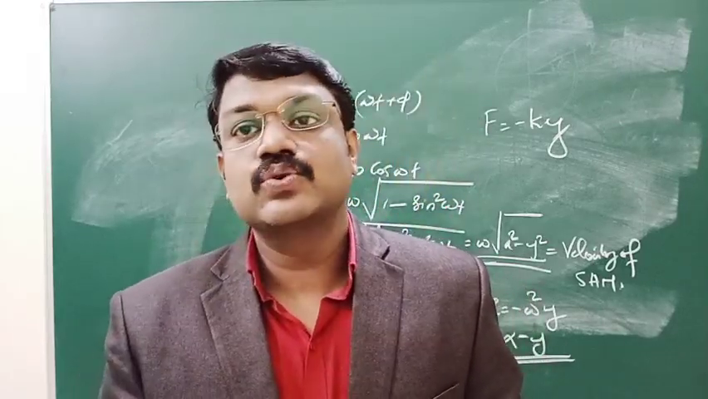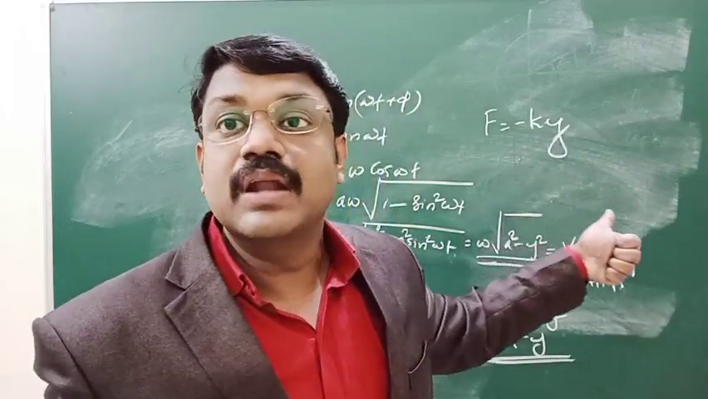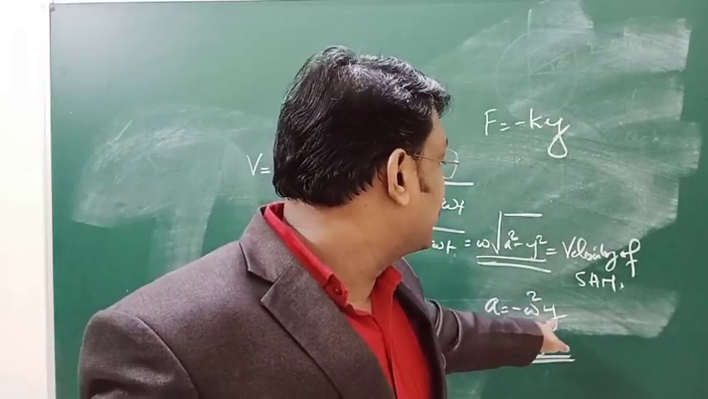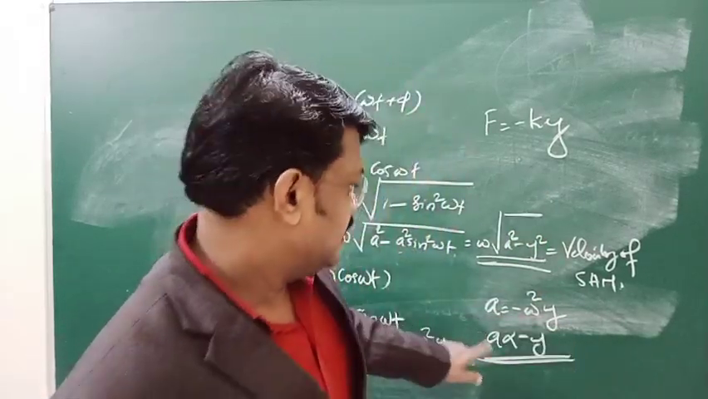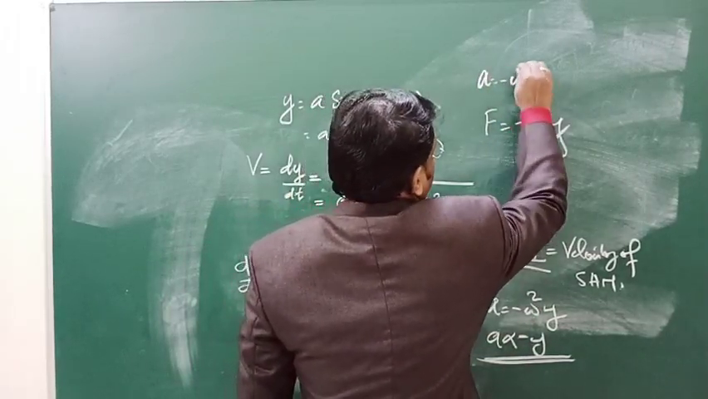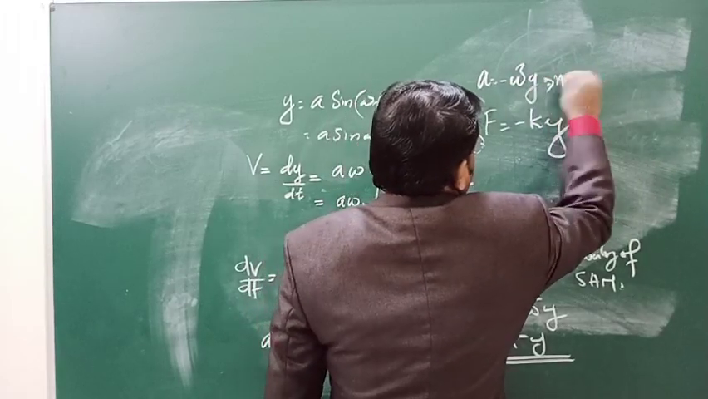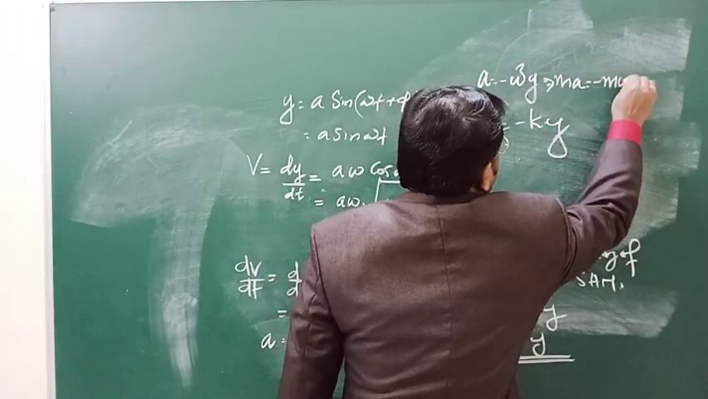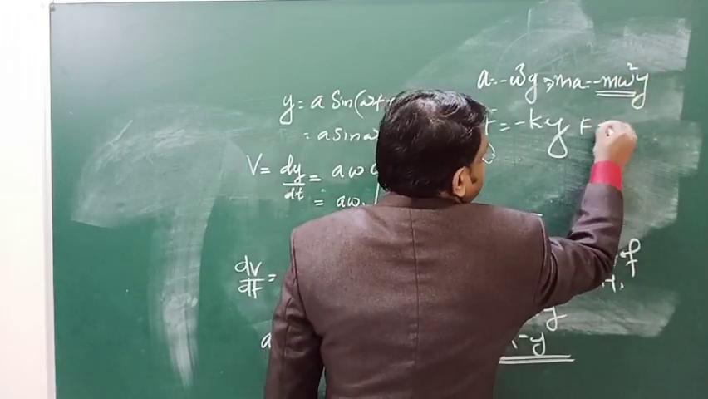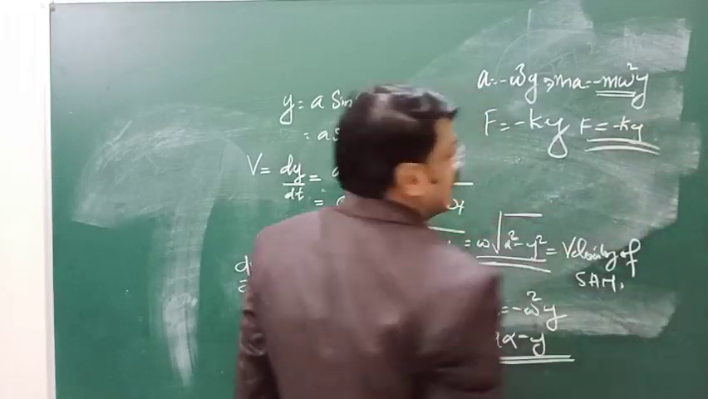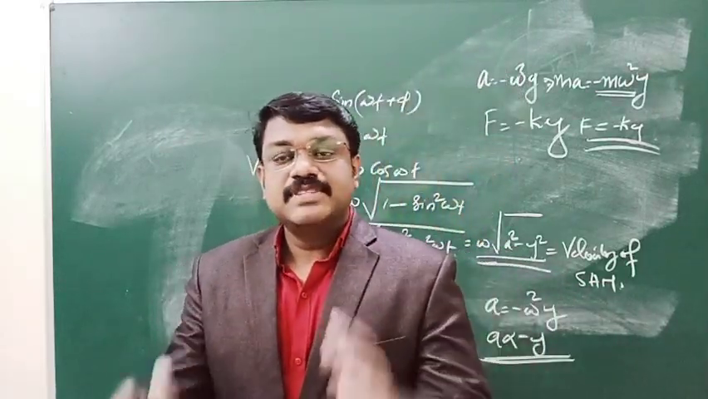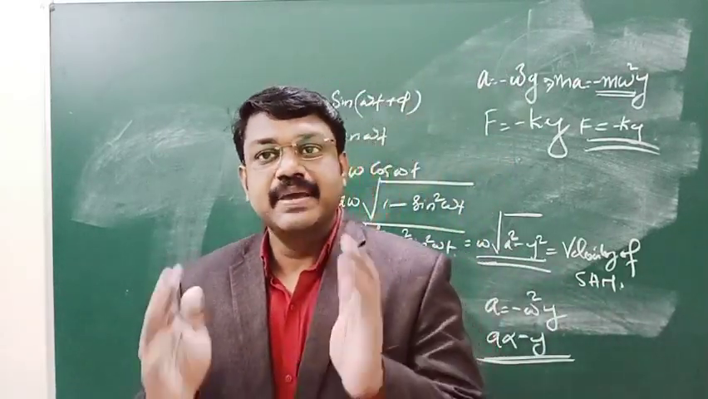Its displacement, velocity and acceleration, and the equation for simple harmonic motion, that is F equal to minus m omega square y. See, a is equal to minus omega square y, so F is equal to m a, which is minus m omega square y. This m omega square is replaced by k, so F equal to minus ky. Simple. So that is simple harmonic motion and its basic properties.